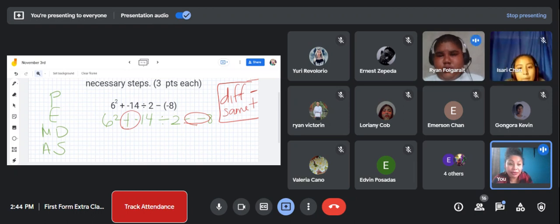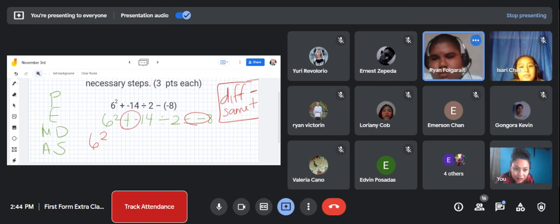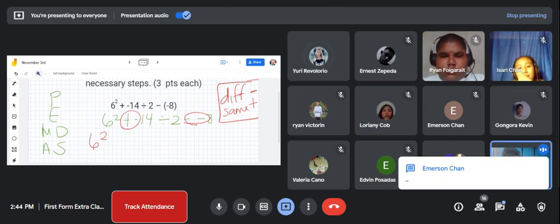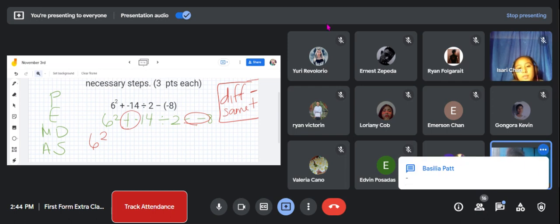So I'm going to write this problem again. I'm going to have now 6 squared. What am I going to write? The signs are different. Minus. Different is minus and same is plus. Because you have different signs right here, one plus, one minus, I'm going to write a minus.